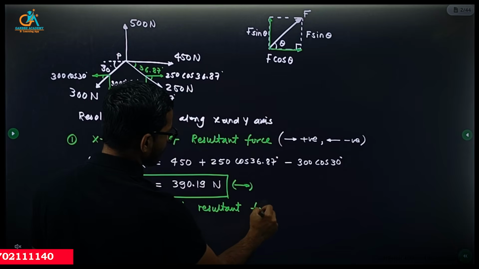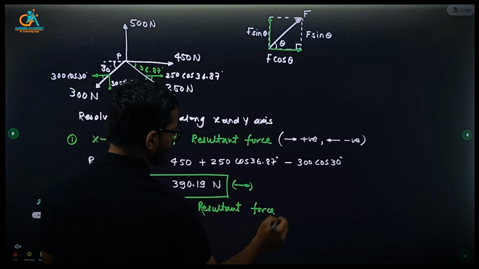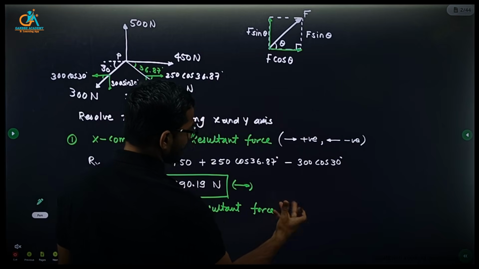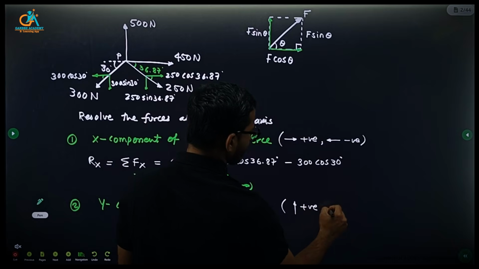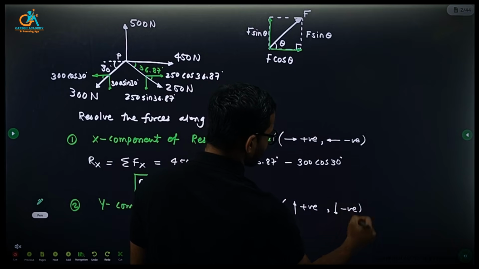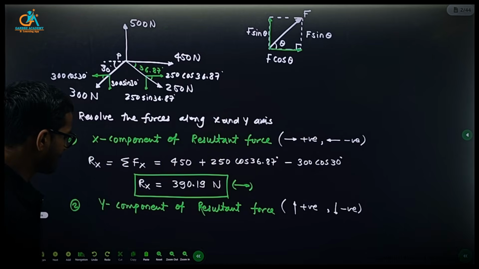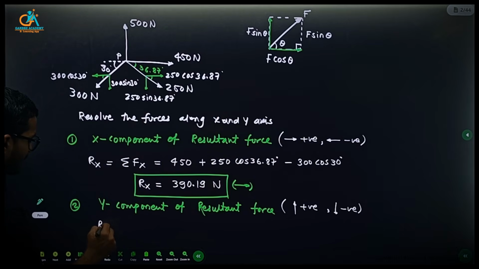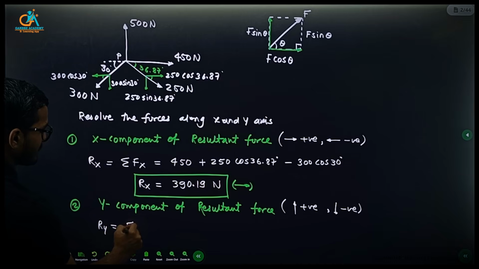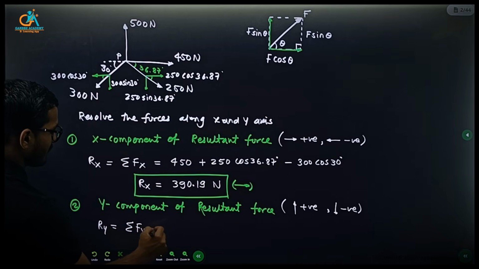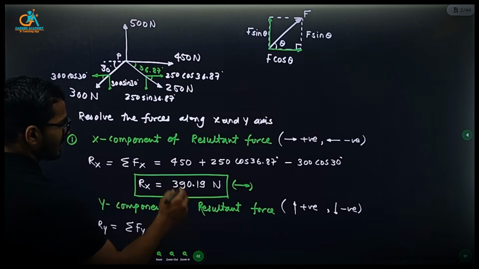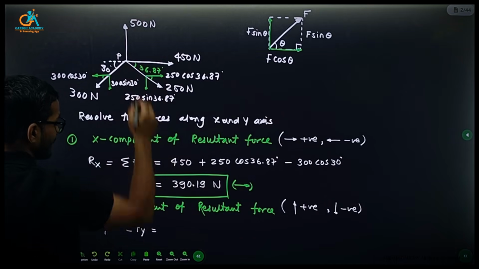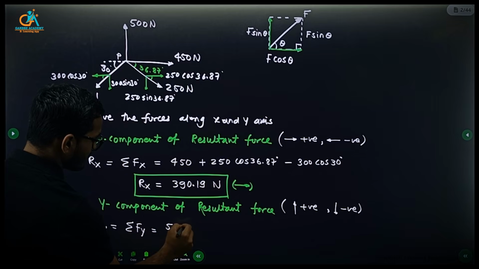So the y component of the resultant force. Here vertical upward forces are positive and vertical downward forces are negative, right? In the same way, Ry is the algebraic sum of the y component of all forces acting on the point P. So this is 500 Newton vertically upward.